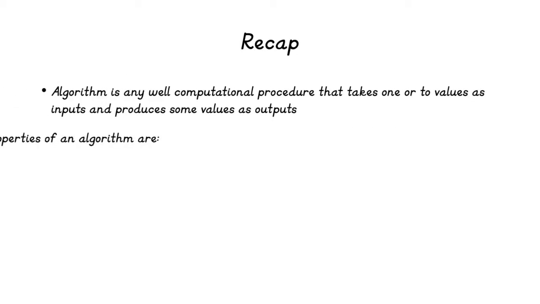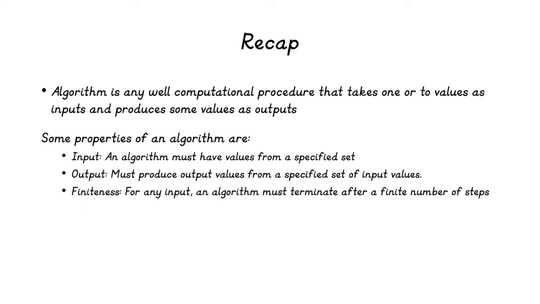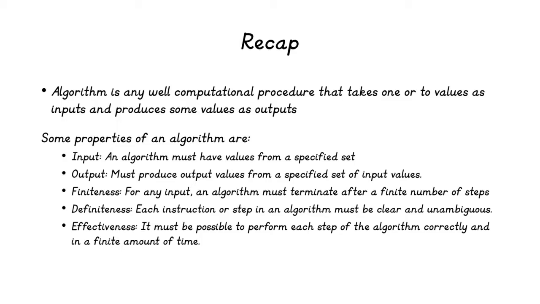First, we will go through a small recap of what an algorithm is and its properties. An algorithm is any well-defined computational procedure that takes one or more values as input and produces some values as output. Some properties of an algorithm are: an algorithm must have input values from a specified set. An algorithm must produce output values from the specified set of input values. For any input, an algorithm must terminate after a finite number of steps. Each instruction or step in an algorithm must be clear. Last but not least, the algorithm should be efficient.